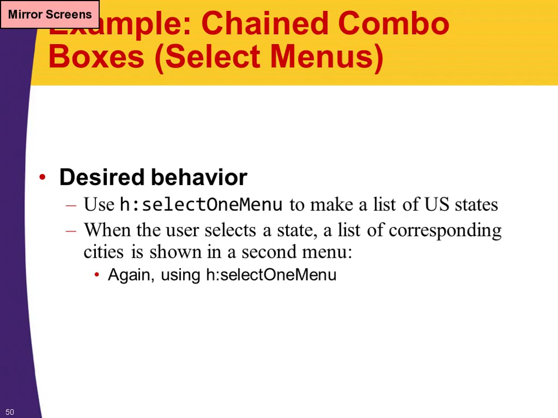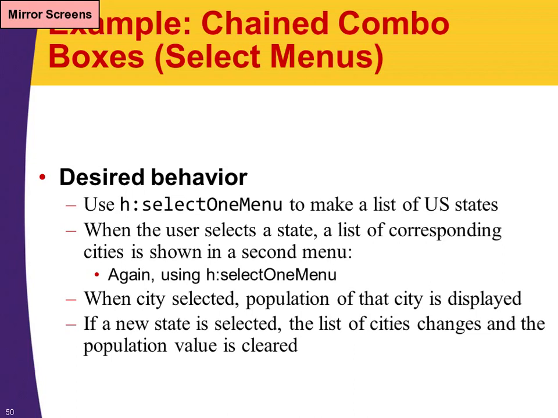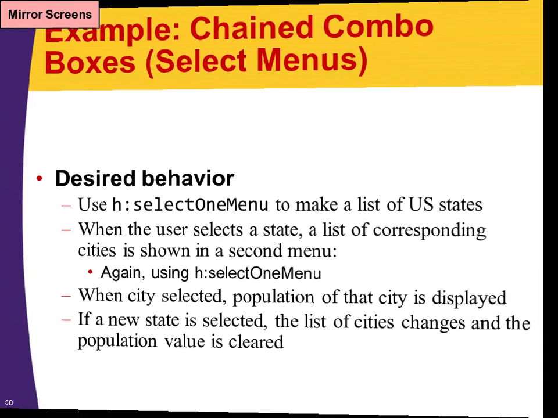And then the third thing, you'll see how it works. We're going to use select one menu. When the city is selected, the population for that city is displayed. So you see how this is this chaining idea here. If a new state is selected, the list of cities changes, and the population value is cleared, because that value doesn't mean anything anymore, and which city has been picked doesn't mean anything anymore either. So you've got to update those things properly.